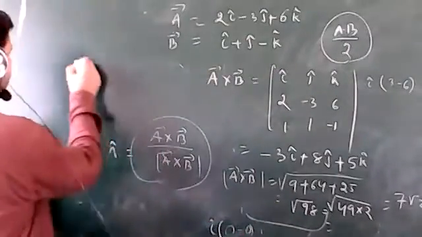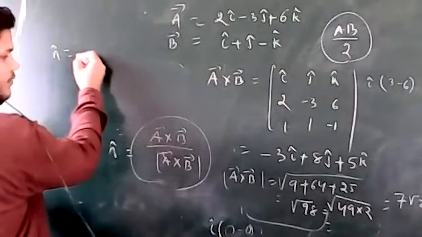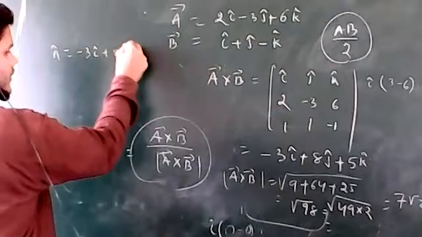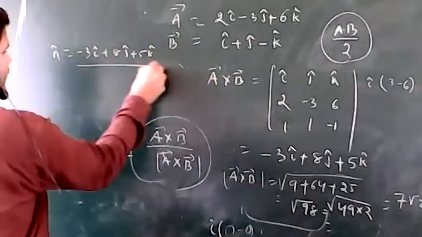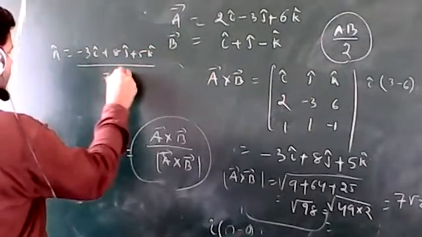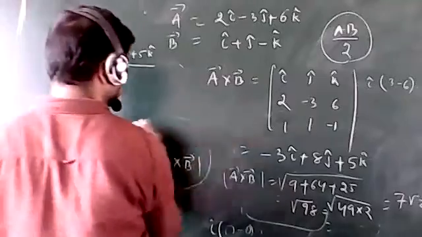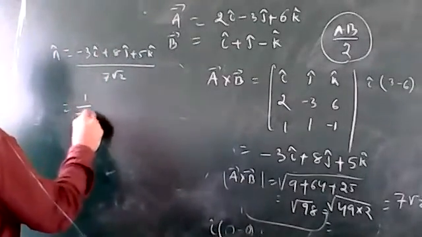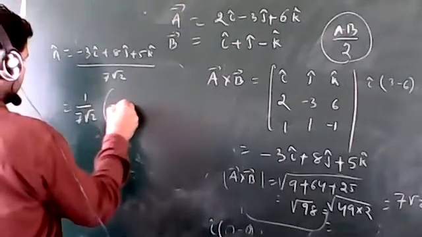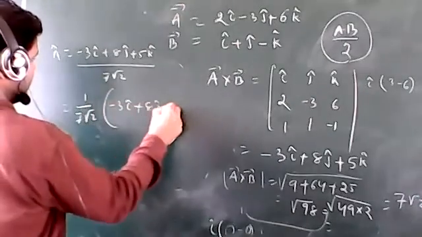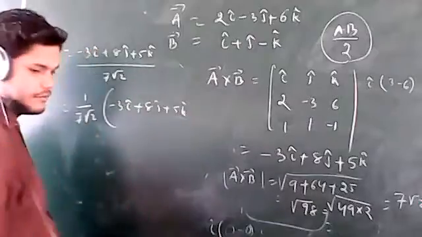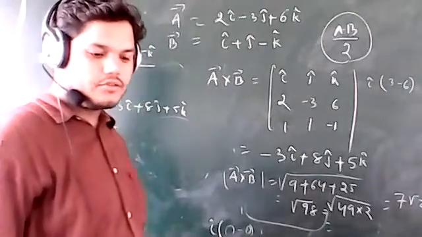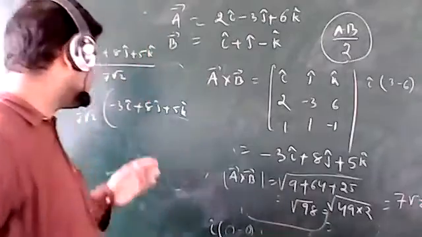So if you're dividing, that means n cap. How can you find out n cap? n cap will be minus 3 i cap plus 8 j cap plus 5 k cap divided by 7 root 2. That means you can write 1 by 7 root 2 into minus 3 i cap plus 8 j cap plus 5 k cap. So you find out the value of n cap. And this is the value for the n cap only.